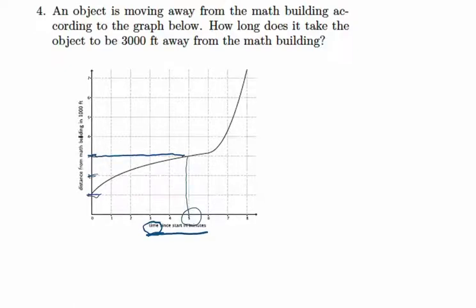5 minutes. So when x equals 5 minutes, the distance, we're 3,000 feet away.